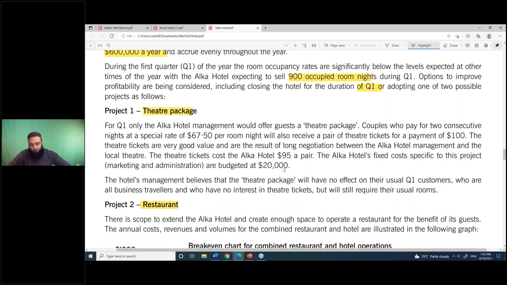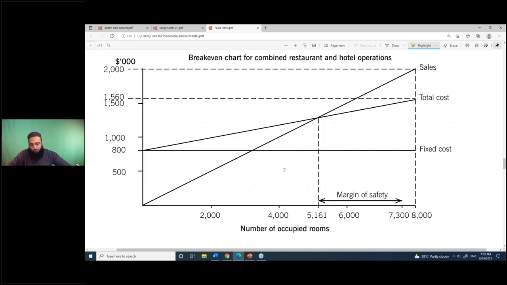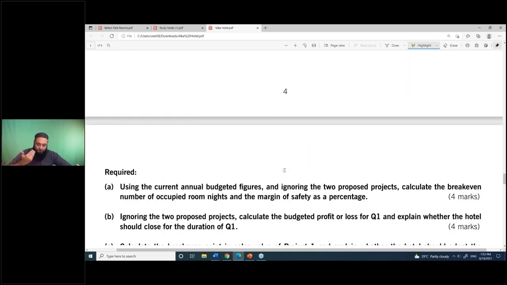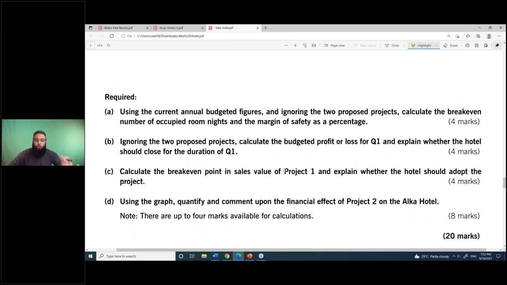Now, what I'll do is first go to the requirements. As I've mentioned earlier as well, it's good to read the requirements first. So let's see the requirement. It says, using the current annual budgeted figures, ignoring the two proposed projects. Okay, I haven't read that as well. Calculate the break-even number of occupied room nights and margin of safety as a percentage, for 4 marks.